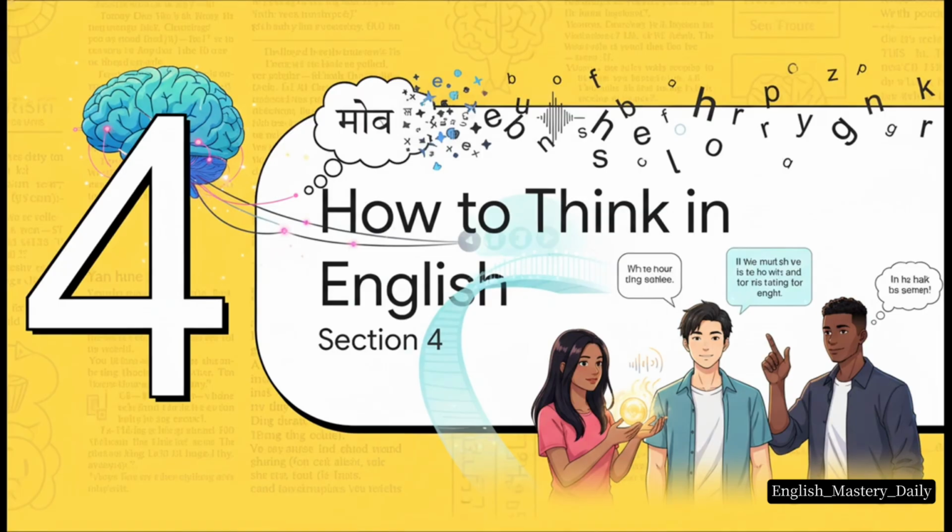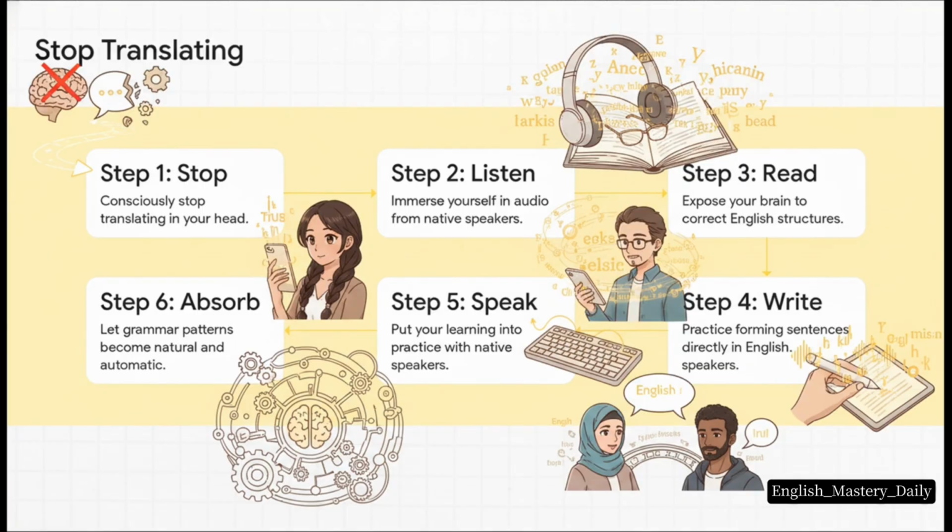Okay, so we've identified the problems, we know why they happen, but how do we fix the root cause? This next section is all about the actual steps you can take to switch your brain from translating mode to thinking mode. This slide right here, this is your roadmap. Step one is just deciding, making that conscious choice to stop translating in your head. Then, you gotta immerse yourself. Listen to how native speakers talk. Read every day so your brain just soaks up the correct sentences. Then you have to practice, write, and most importantly, speak. Over time, all these correct patterns just become second nature.